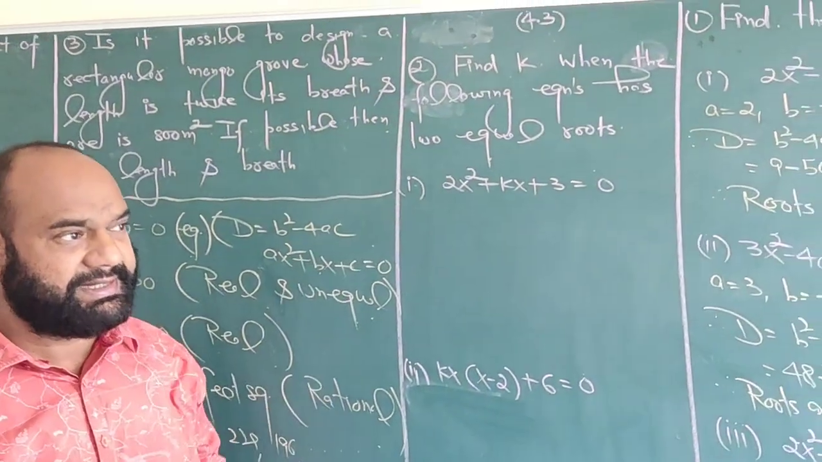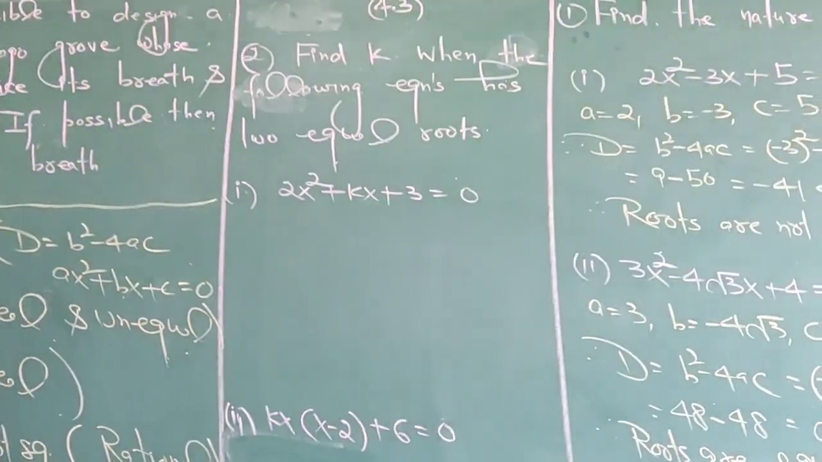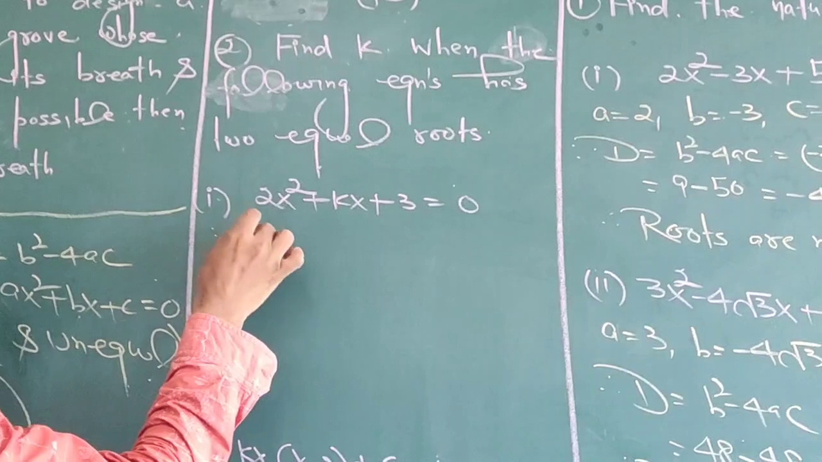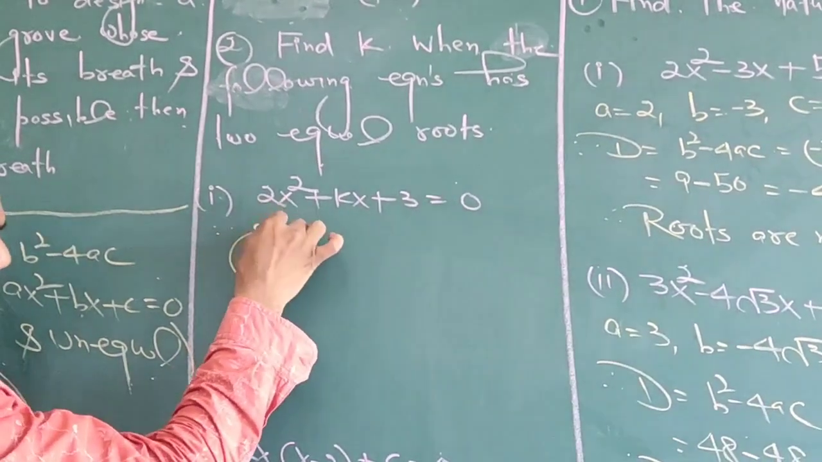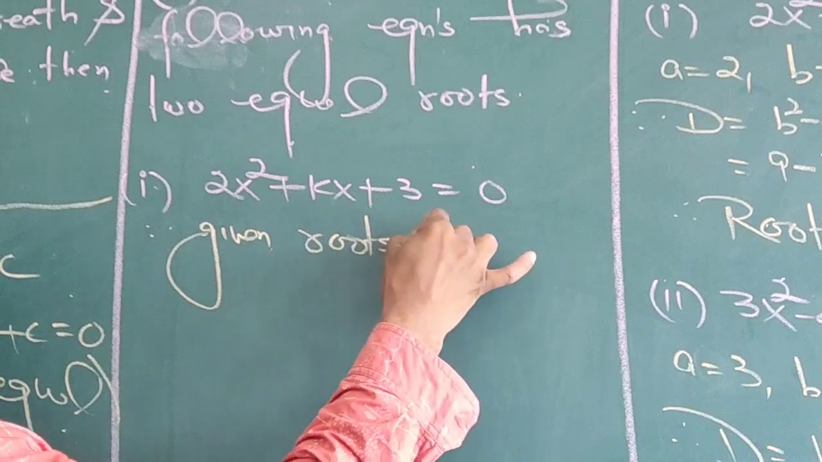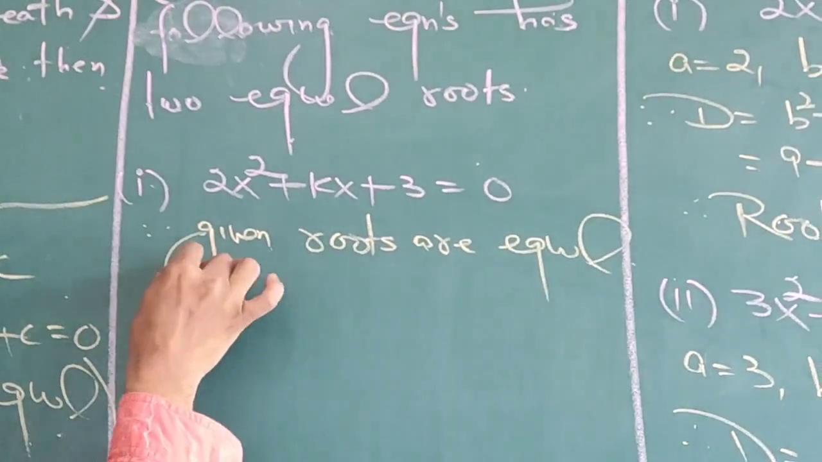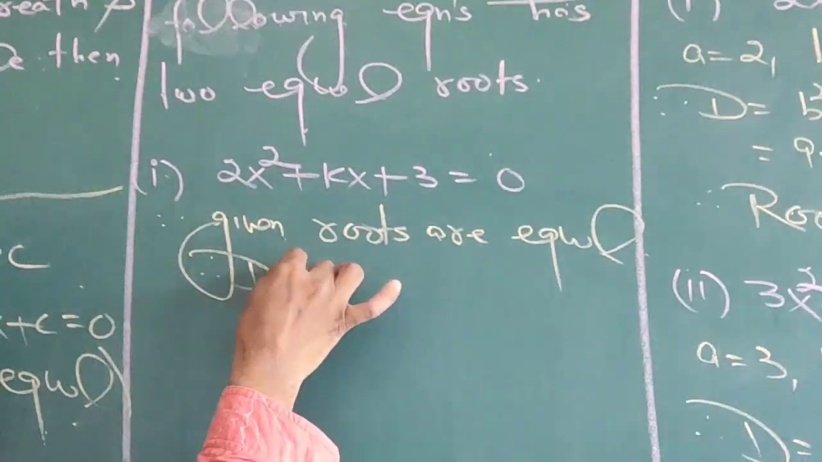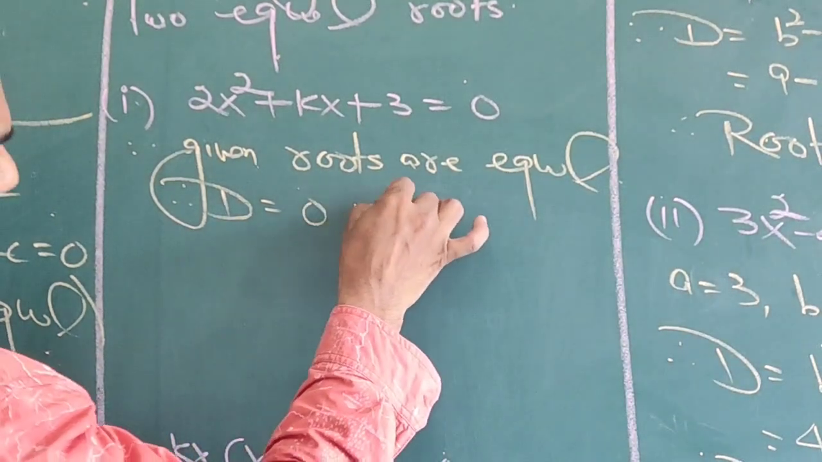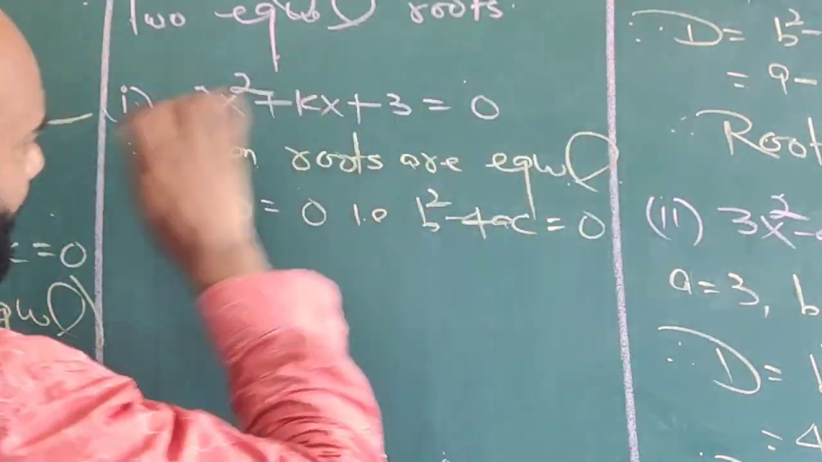So in this question it is given, find the value of k when the roots of the given equation are equal. And because it is given that roots are equal, therefore D must be equal to 0. D means discriminant equal to 0. That is b² − 4ac is equal to 0.